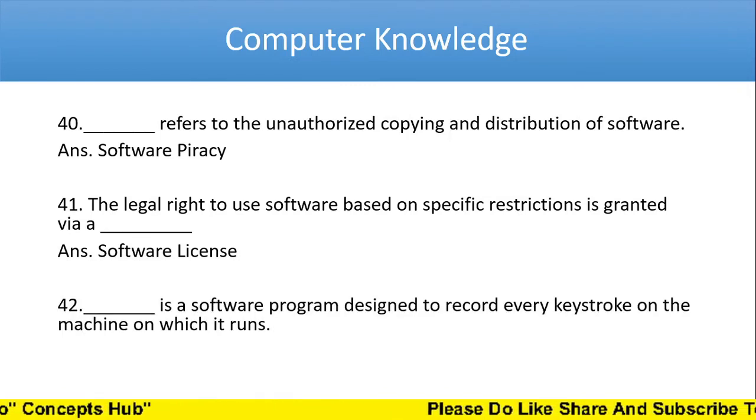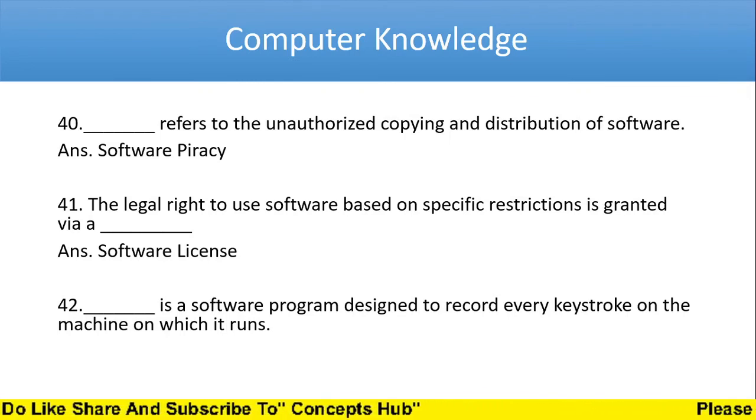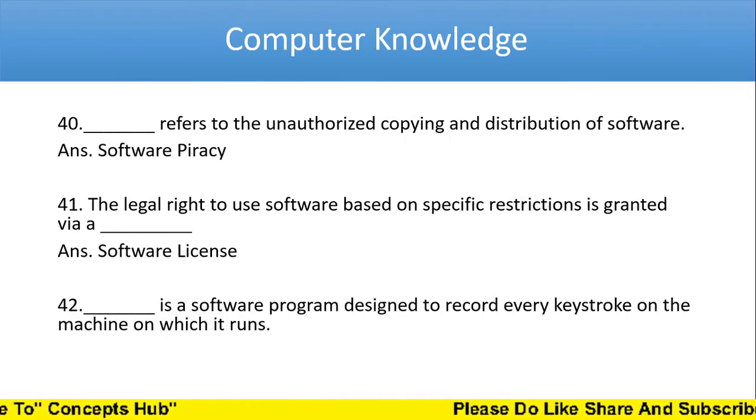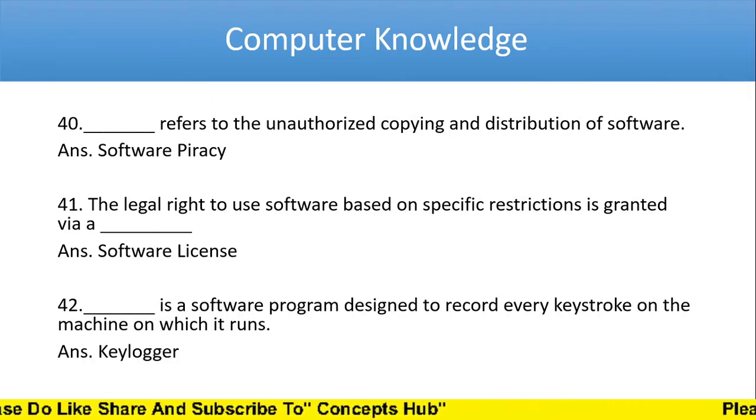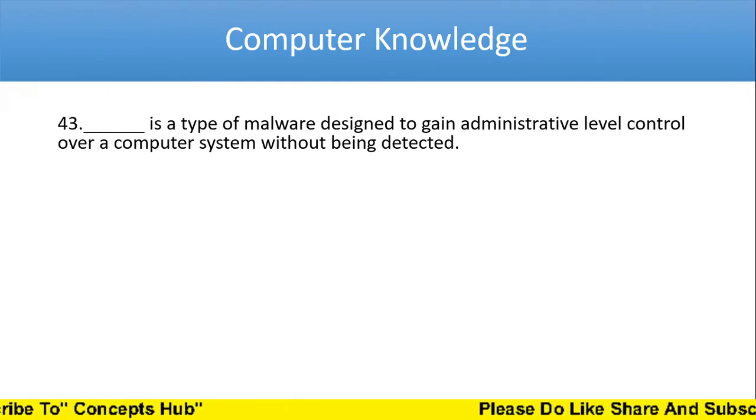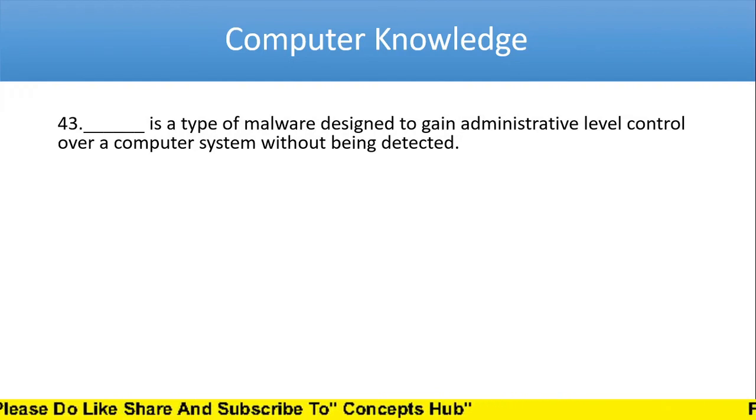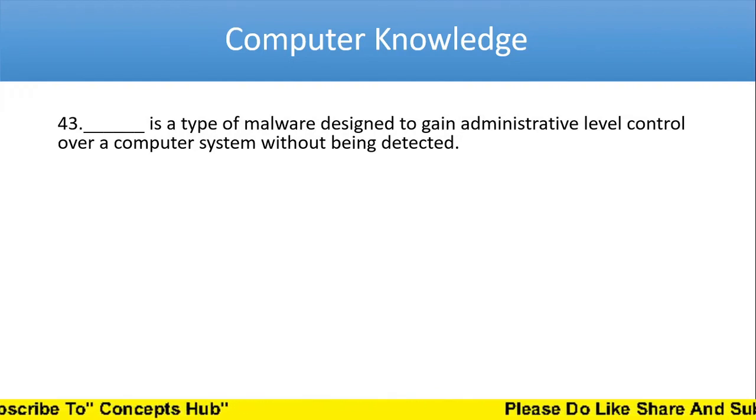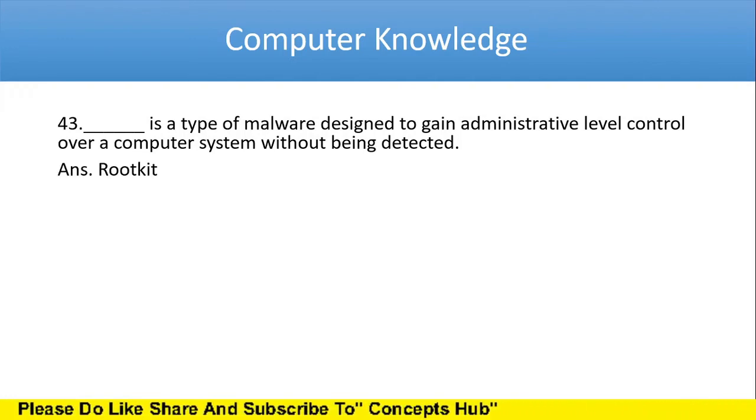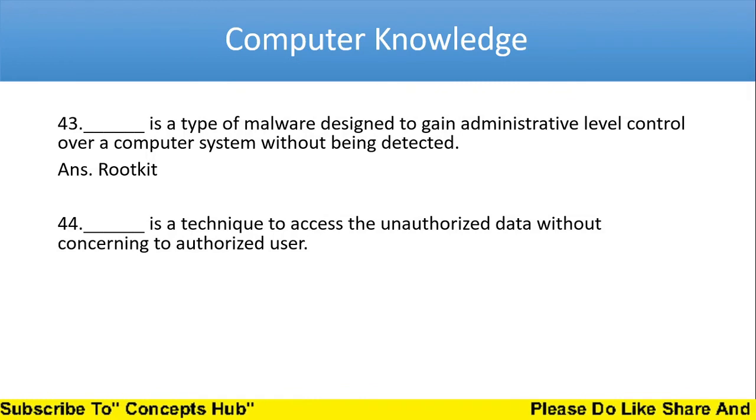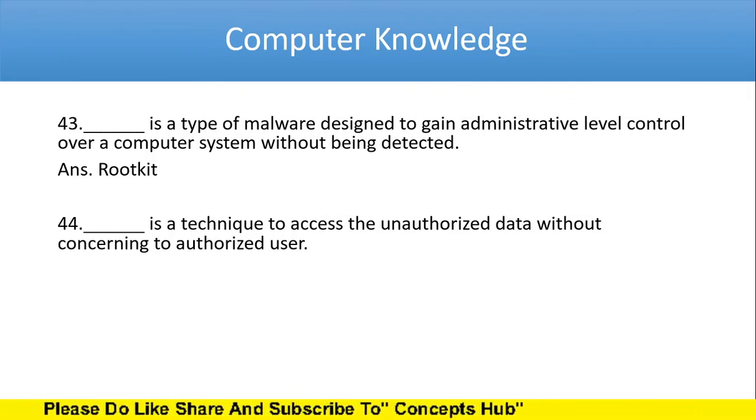Next, dash is a software program designed to record every keystroke on the machine on which it runs. And the answer is keylogger. Next, dash is a type of malware designed to gain administrative level control over a computer system without being detected. And the answer is rootkit. Next question. Dash is a technique to access the unauthorized data without concerning to authorized user.